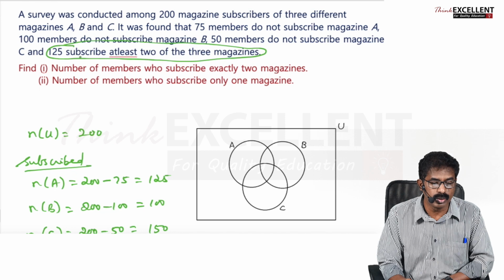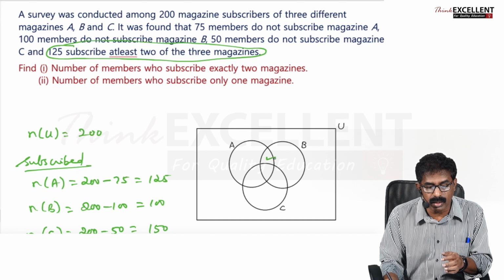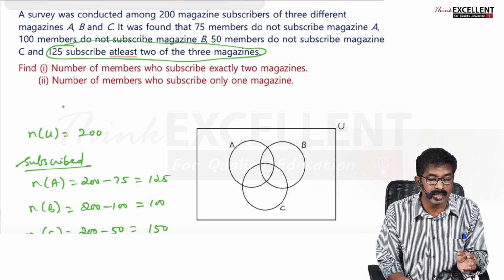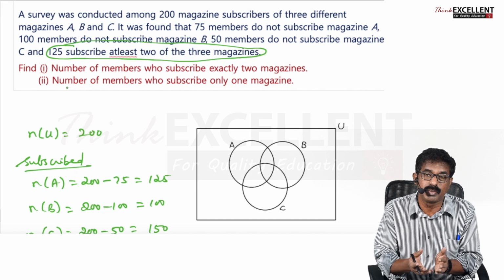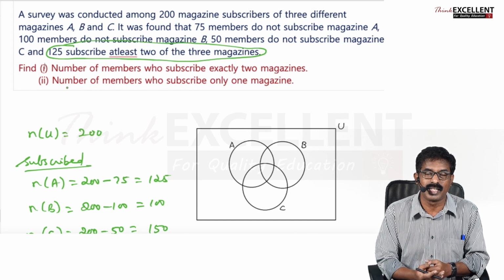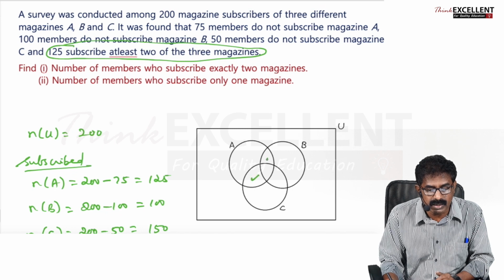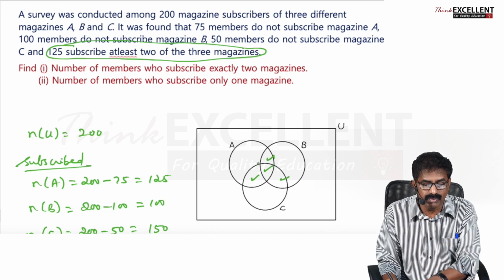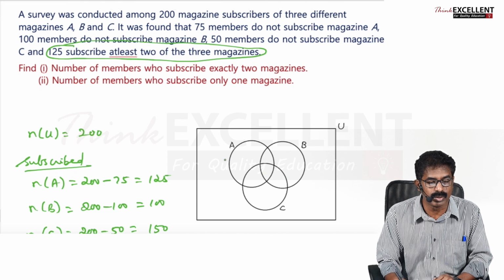125 subscribe. Not exactly: exactly 2 means these 3 portions, 1, 2, 3, which we added in the previous question. That is for exactly 2. But here it is not exactly 2, it is at least 2. In the previous class I taught at least. At least 2 means 2 or more, that is, 2 or 3 magazines, right? Totally there are 3 magazines. At least 2 means these are the places for 2 or more. More means 3 also. This is 3. All these 4 together are 125. Hope you understood.